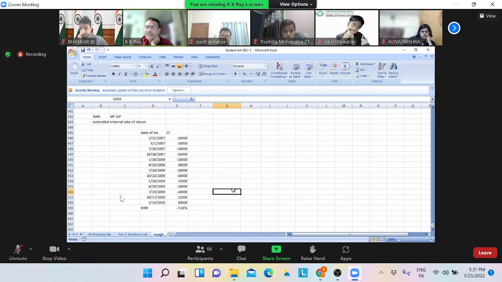What is the major difference between XIRR and IRR? In case of IRR, the cash flow duration is the same every year, 12 months. But in case of XIRR, my cash flow duration may not be the same. These dates may be different. On this date, you see, the amounts are different.